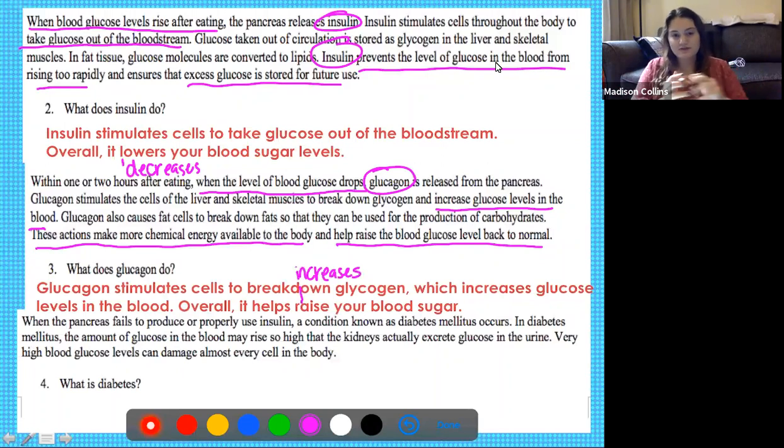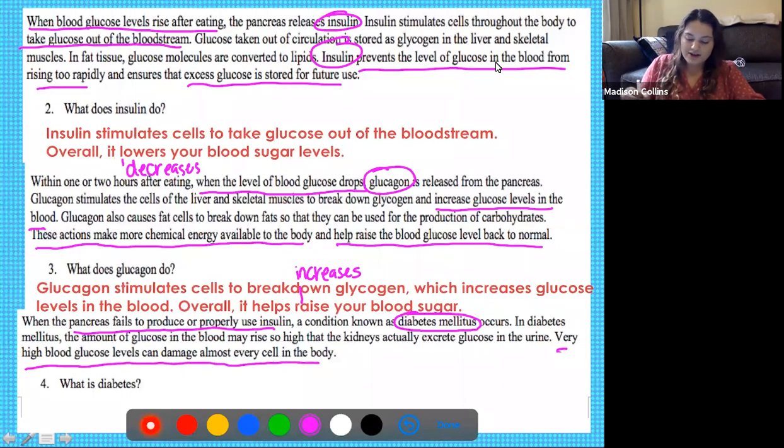When the pancreas fails to produce or properly use insulin, a condition known as diabetes mellitus occurs. In diabetes mellitus, the amount of glucose in the blood may rise so high that the kidneys actually excrete glucose in the urine. Very high blood glucose levels can damage almost every cell in your body.